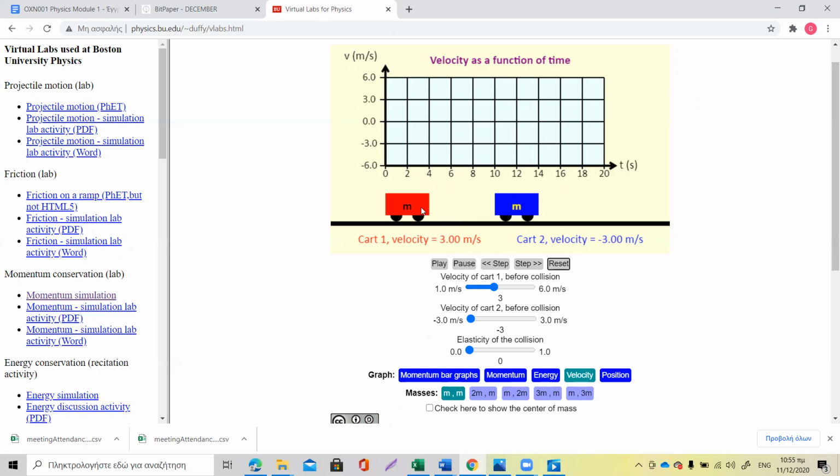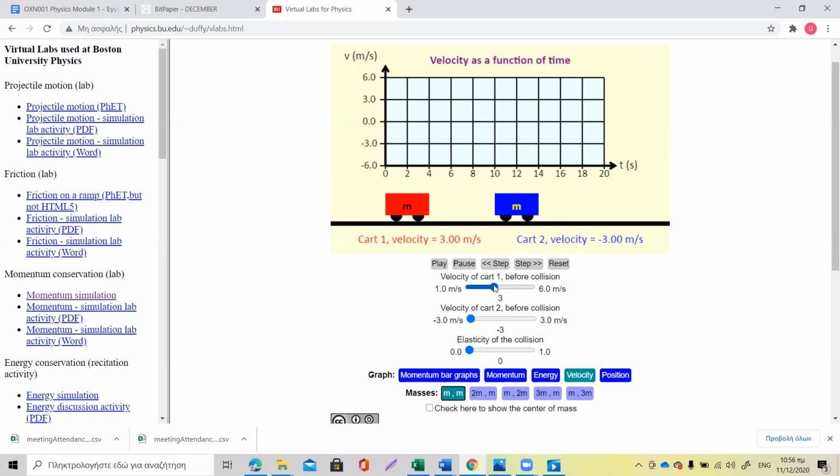For example, in the first case, we can choose the cards to be of the same mass, m. You can see over here, I have checked this one. We can change it: double m, or 3m, or m and 3m, etc. Let's start with the first one.